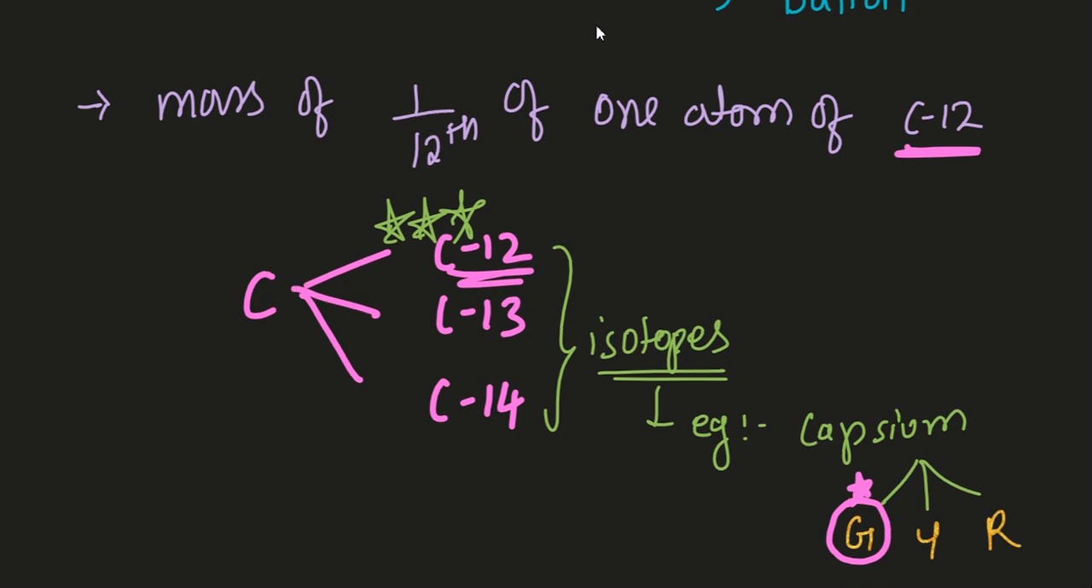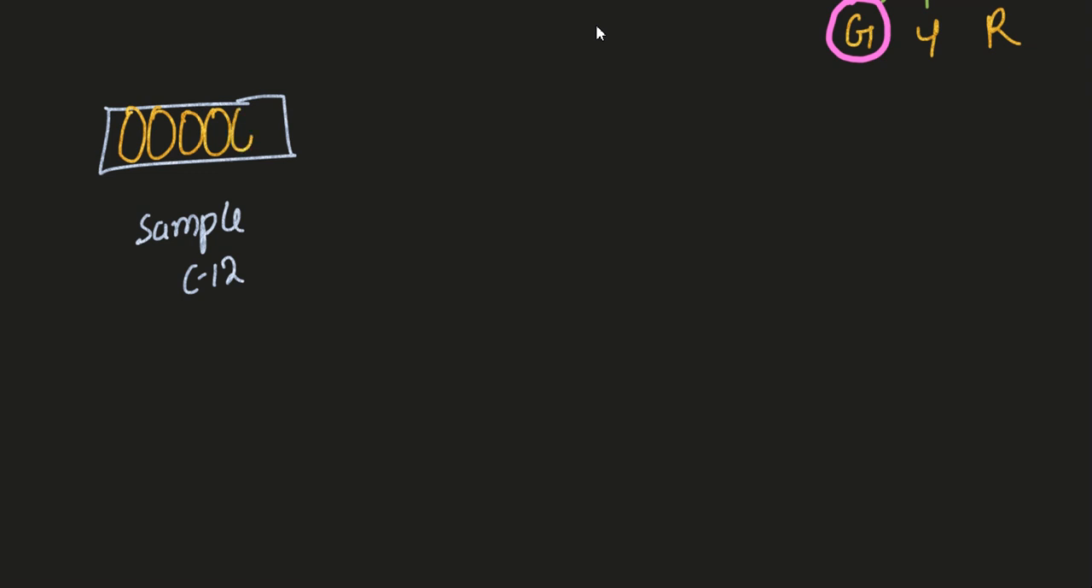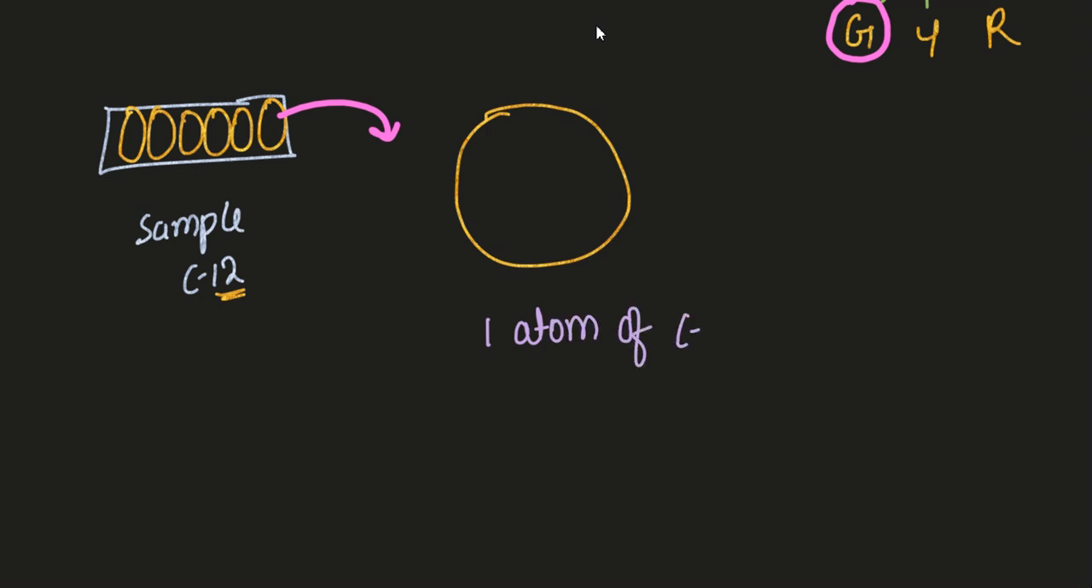So let us try to exactly understand what is the meaning of AMU. Suppose I take a sample here, a sample of C12. Can the sample consist of a lot of C12 atoms? All atoms are carbon only. What is the meaning of 12? Carbon with 12 grams. Now from this I take out one atom. Can I call it one atom of C12?